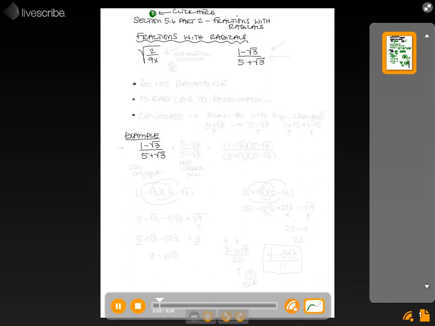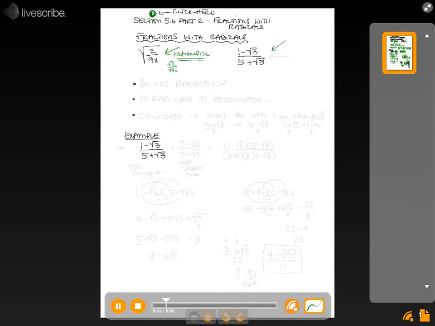Now, fractions with radicals, I want to show you the difference. In this first one, this is an example where we would rationalize. Okay, I have a fraction, it is completely underneath a radical, and I could split that up so that I have one radical in the top and one radical in the bottom. I have one thing in the numerator, one thing in the denominator. That's a case where we would rationalize.